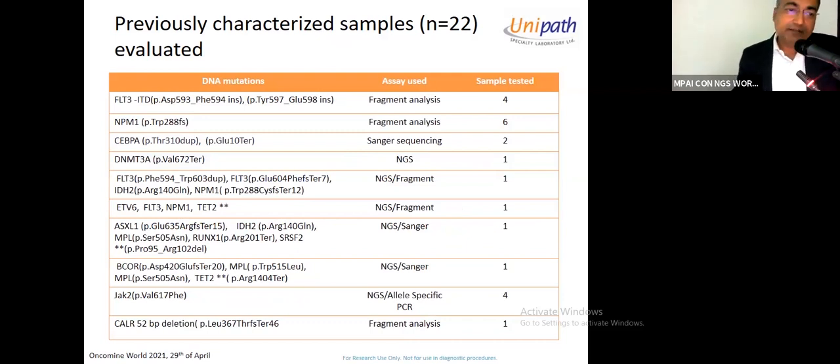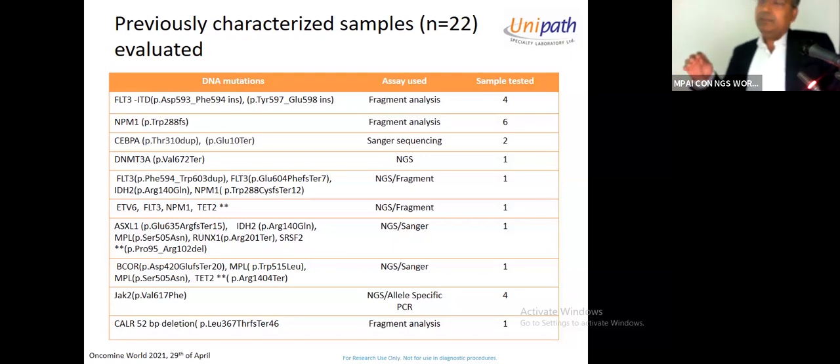Since this was a new assay, these are the various types of mutations you can see: FLT3 ITD insertion, NPM1, CEBPA, DNMT3A, the duplications in FLT3, ETV6, ASXL1, JAK2, 52 base pair. When you are validating, I think it is important to list out different variations: 52 base pairs, 5 base pairs, indels, deletions, different subsets of mutations. You should try to include different variant allele fractions so that you know whether your assay is working right or wrong.